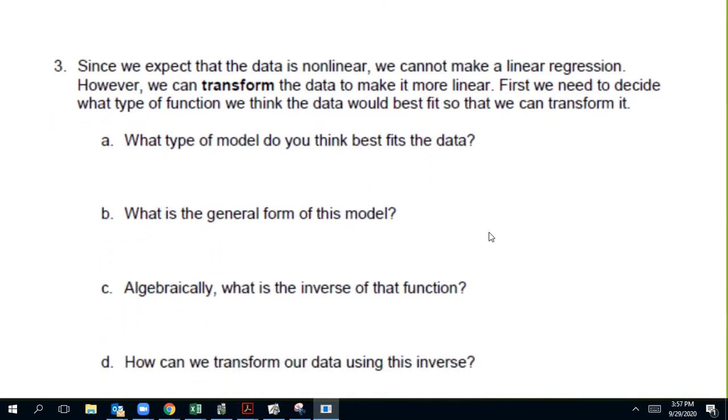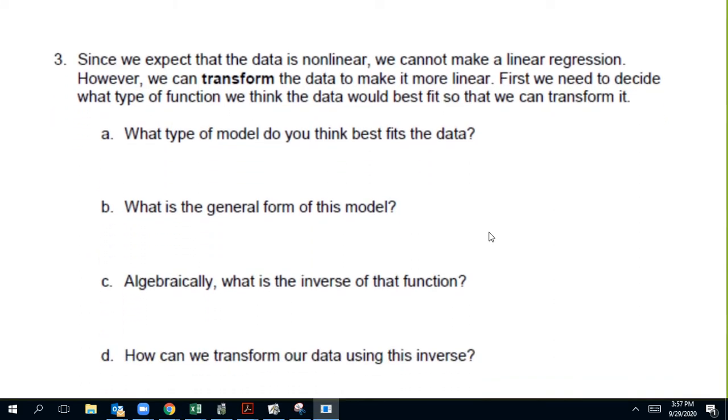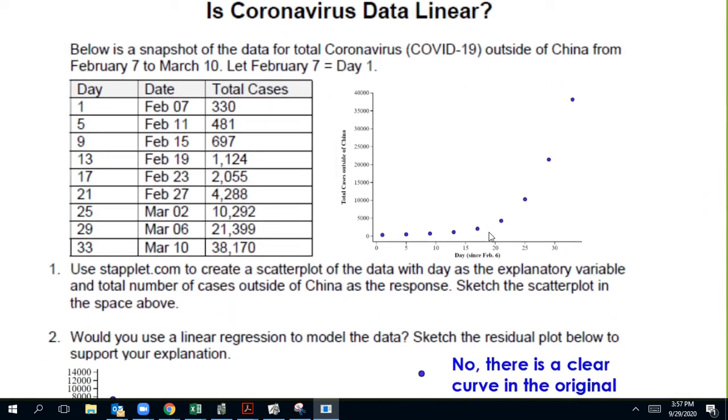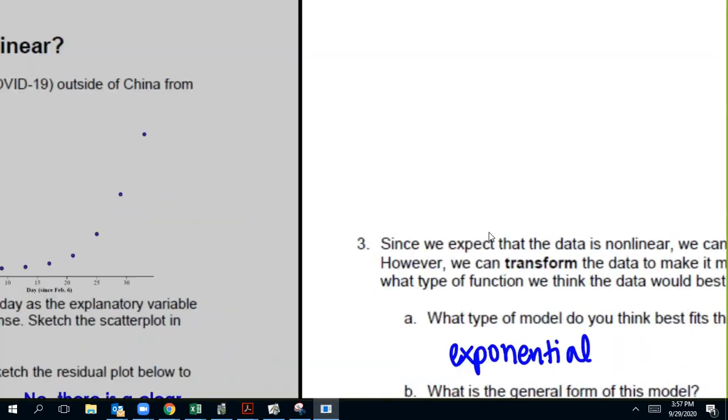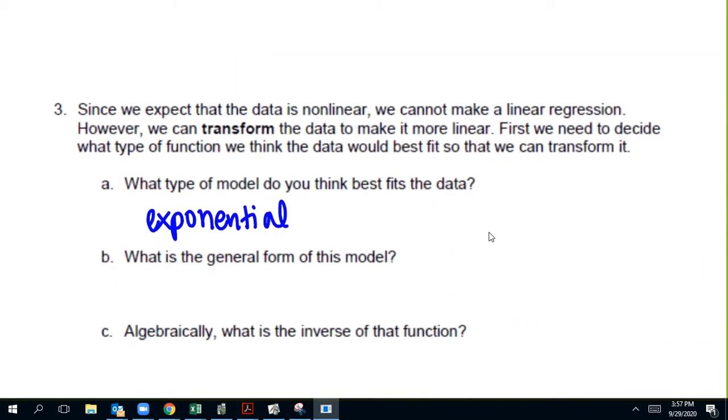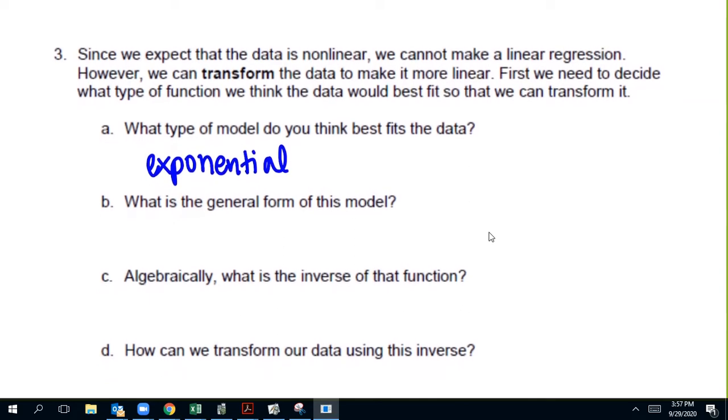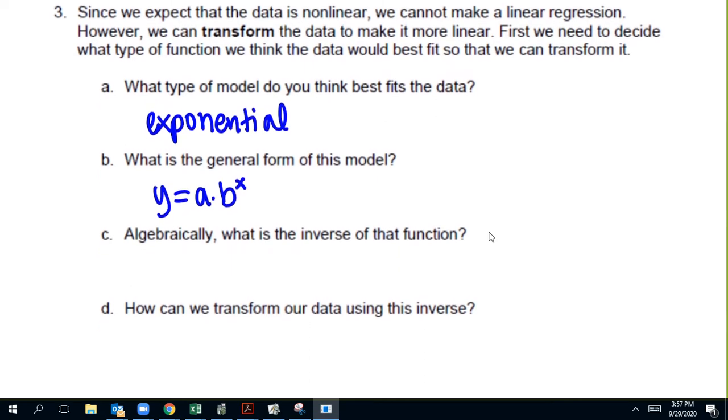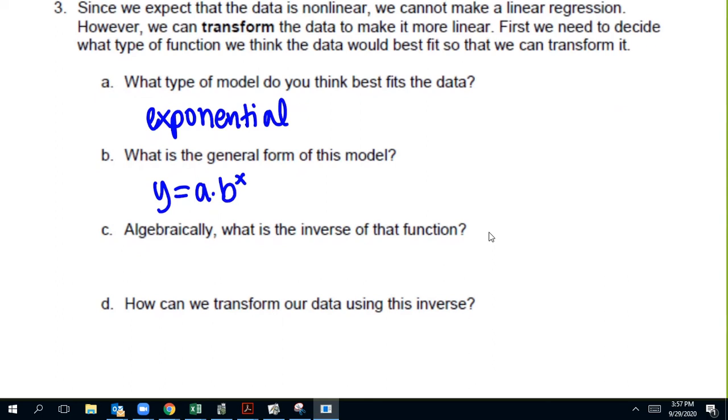So let's talk about what is appropriate. What type of model do we think best fits it? You guys can think about this, but many people in the nation have already described the growth of the coronavirus as exponential. And mathematically, that does appear to be the case by looking at how it gets really big off to the right. There are many options, but this is a good guess so far. The general form, if you don't remember from your previous maths, is y equals a times b to the x power. When your variable x is in the exponent, that's an exponential model. Algebraically, the inverse of that is a logarithm.